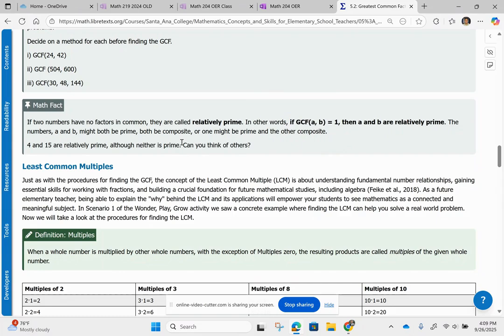They're prime relative to each other because there are no common factors. It doesn't mean both numbers are prime. They might be prime, they might be composite. One might be prime, the other not. But this idea is that they're connected together, right? Like 4 and 5 are relatively prime. Can you come up with some others?